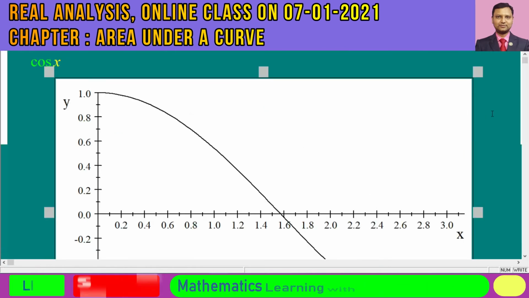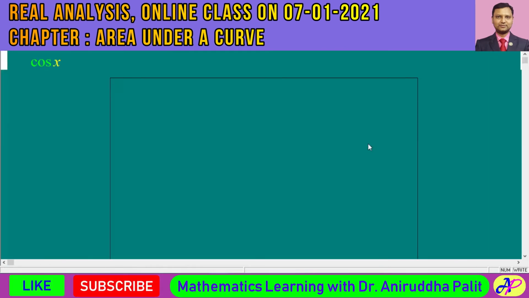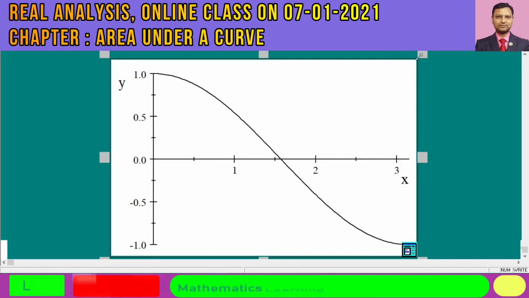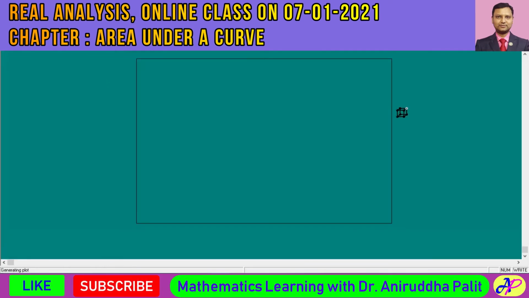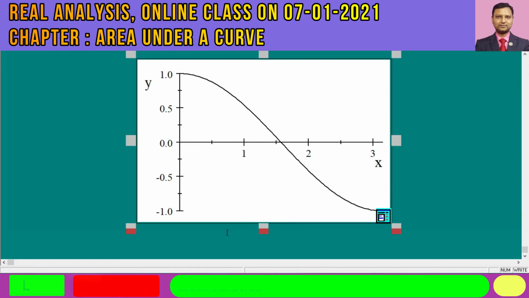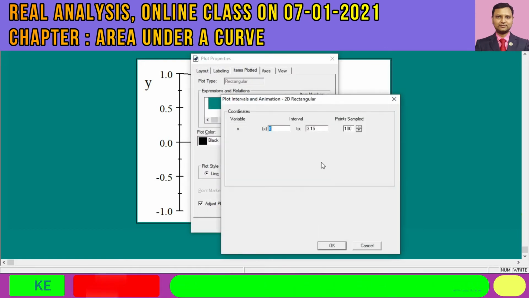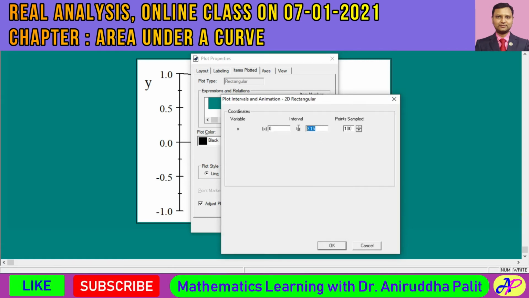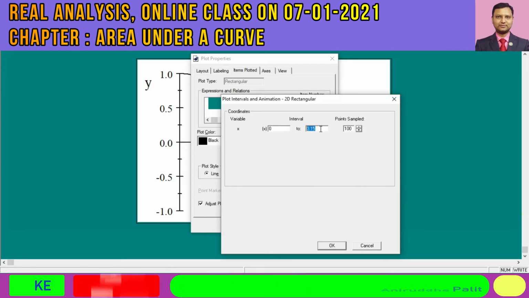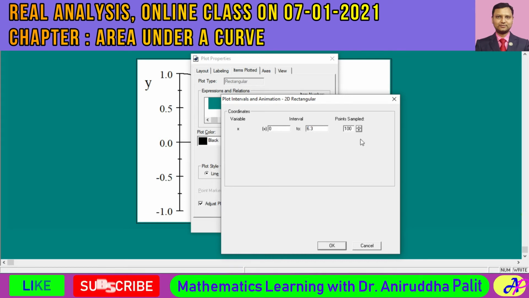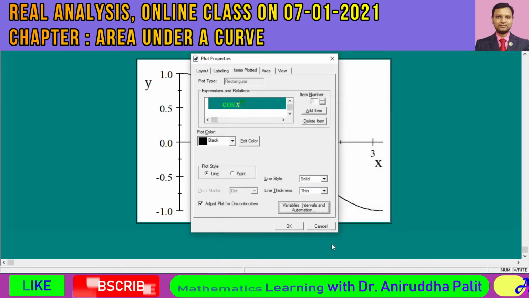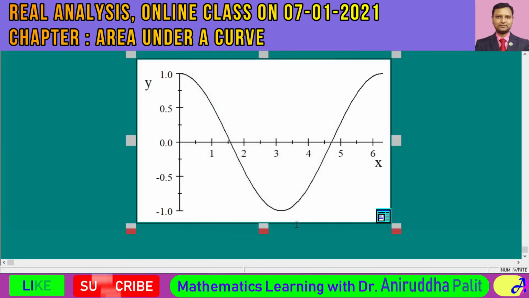So this would be the curve of the function cos of x. Let me minimize it a bit. Oh, sorry, 0 to twice pi, not pi. Sorry, 0 to twice pi. So 3.15 multiplied by 2 means 6.3, or 6.28. So this would be the curve of the cosine function between 0 and twice pi.